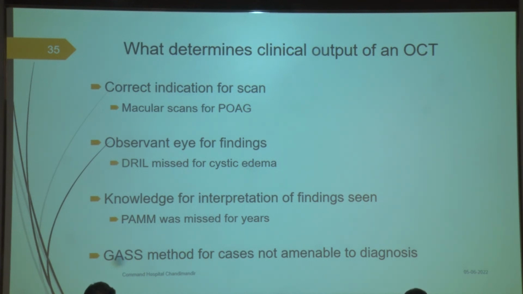And lastly, carry on with the Gauss method, that whenever you are not able to append the diagnosis to a particular scenario, keep it in a file, let it simmer for another 3-6 months, collect 5-6 such new cases, and probably you will be able to report a new disease entity.